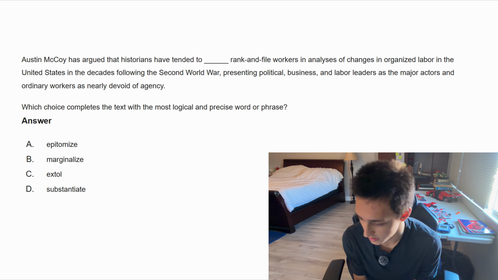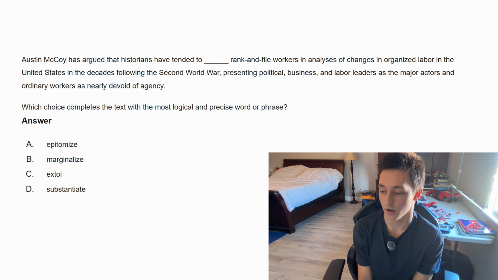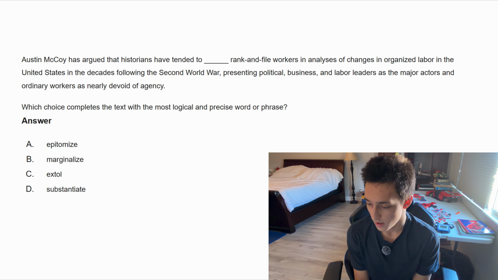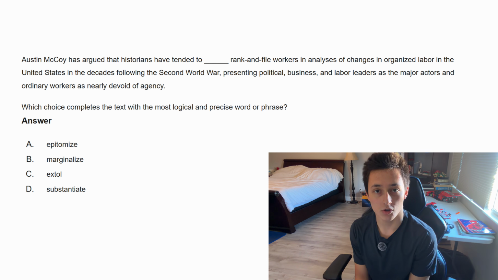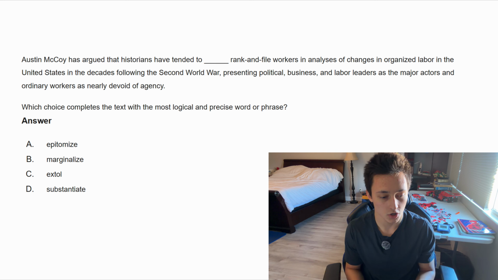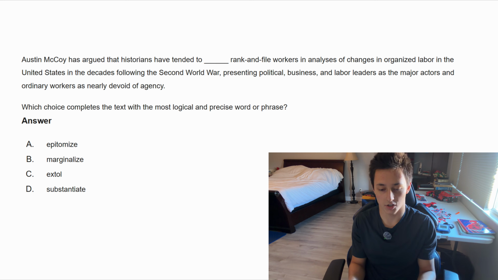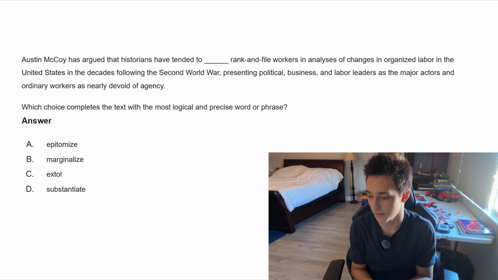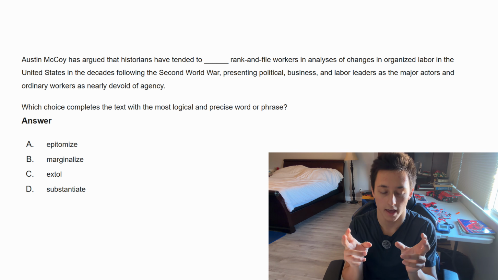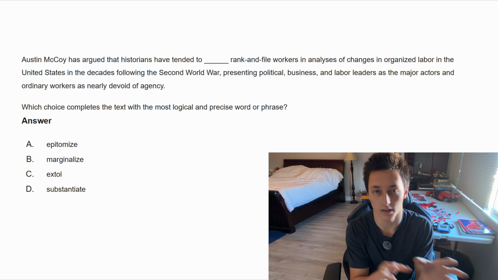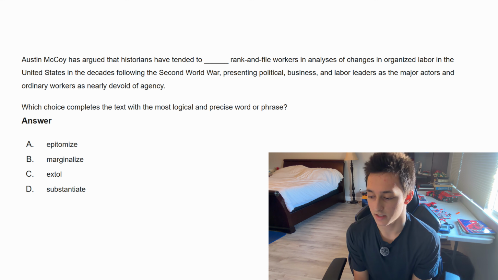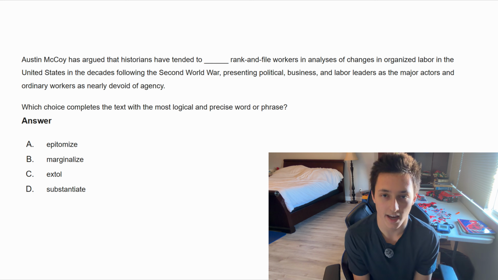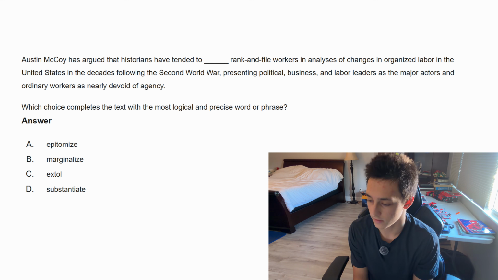We look at the answer choices. A is epitomize. I don't know what that means, so let's move on. B is marginalize. Okay, this is a great example of I know what margin means, right? When you have a page and you have margins on the page, that's kind of like categorizing, right? That's what categorizes it. And so it kind of separates certain things. C is extol. I don't know what that means. And D is substantiate, which I think kind of means to enforce maybe, but I'm not even sure.